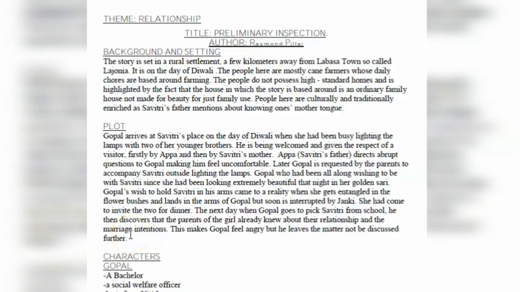Now remember, this is a very slice of life story, so we do not know how they met or when Savitri told her parents. We are just given that very brief moment of when Gopal meets his girlfriend's parents, his intended bride's family, for the first time, and then we find out, at the climax, that all along Savitri's parents knew about the intentions of Gopal. So it's a really nice story.